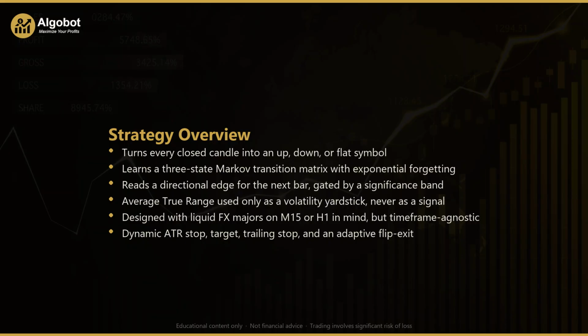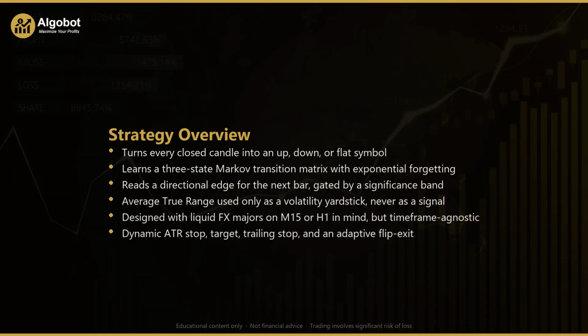Adaptive Transition Matrix Bias is an expert advisor for MetaTrader 5 that treats the market as a stream of simple symbols, rather than a chart of patterns. Every time a candle closes, the strategy reduces it to one of three states: up, down, or flat. Up means the candle's body closed clearly higher than it opened. Down means it closed clearly lower. Flat means the move was too small to matter, judged against a dead zone that is scaled by the average true range. Importantly, the average true range here is only a neutral yardstick for volatility. It is never a signal by itself.